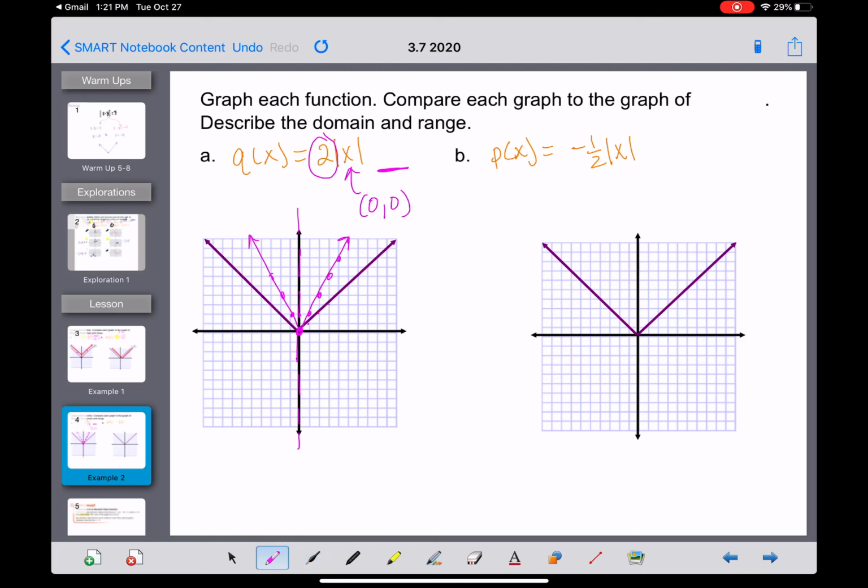Part B, we actually have to look at 2 parts. We have a negative, which means we're going to reflect and go upside down. And the 1/2 is going to change the steepness of our line. It's going to be less steep.